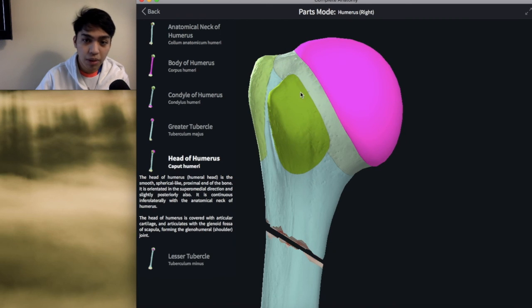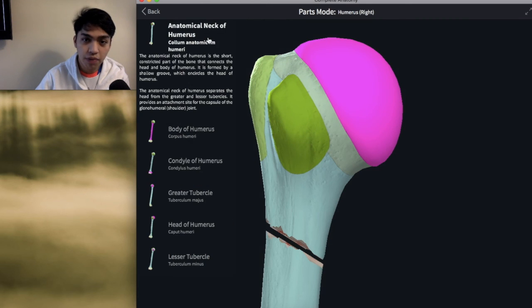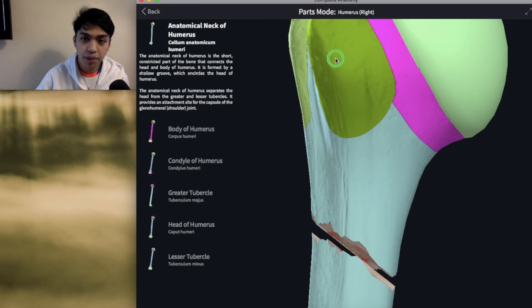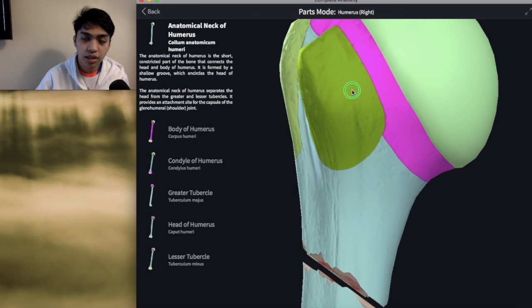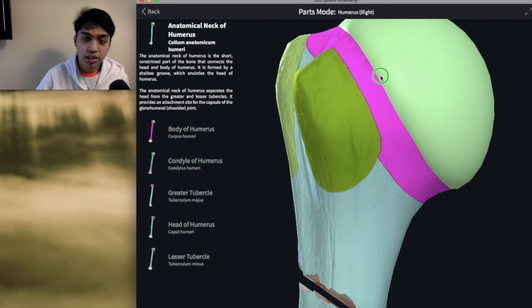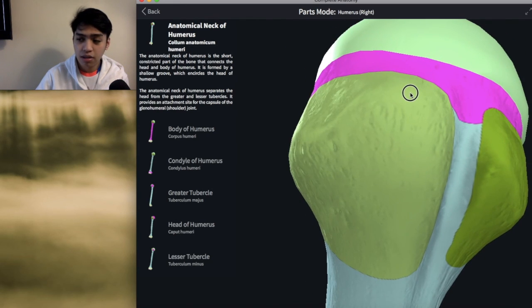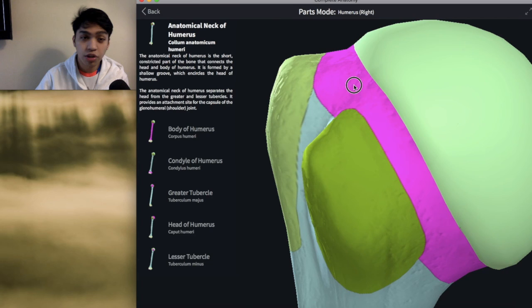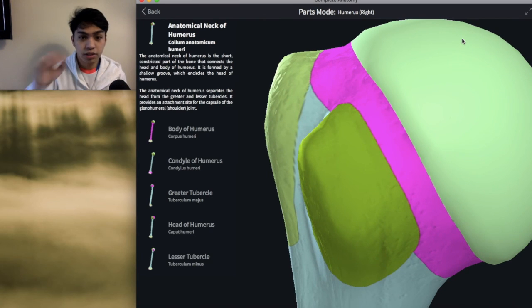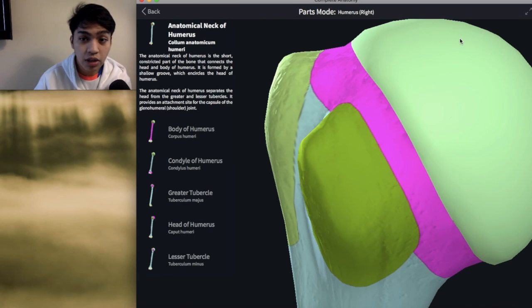And immediately below it, right here, we have the anatomical neck, yan namang highlighted in pink as well. Now, the anatomical neck, in Snell, is referred to as the structure immediately below the head of the humerus, and here it connects the head of the humerus to the body. Now, why do we call it the anatomical neck?